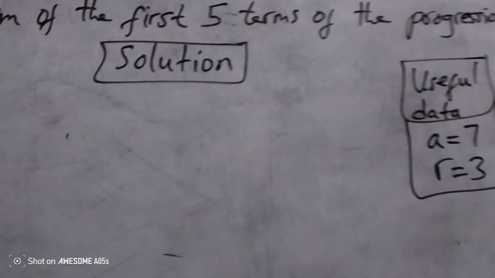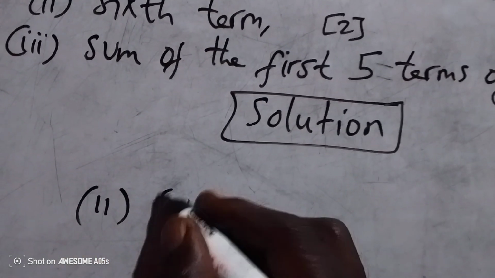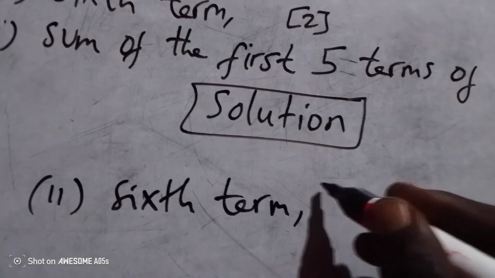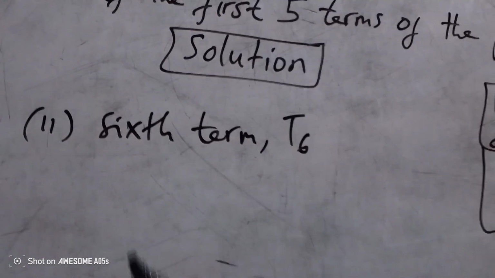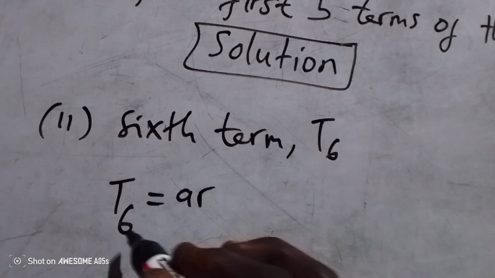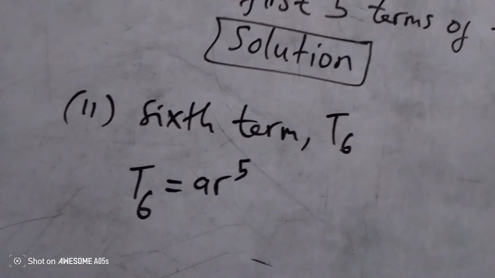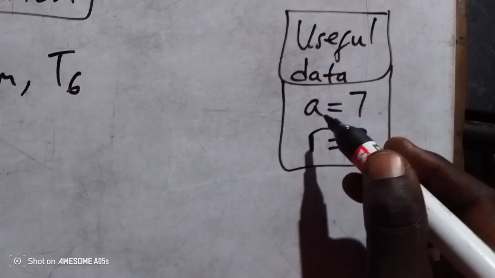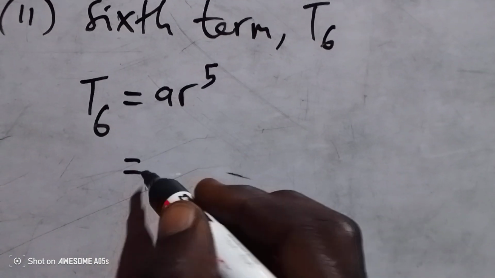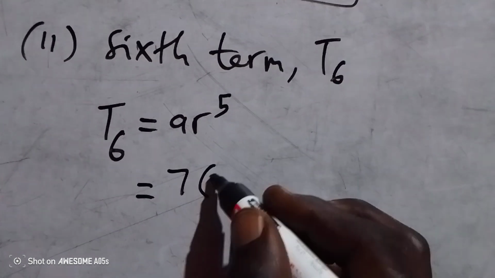Okay, so we are finding now the 60th term, which is question number 2, or we can just say T6. So remember from what I said, if the term is number 6, then you expect your r to have a power which is just below 6, and that is 5. We have our data here: a is 7, r is 3. So we just come here to replace. Our a is 7 and our r is 3.